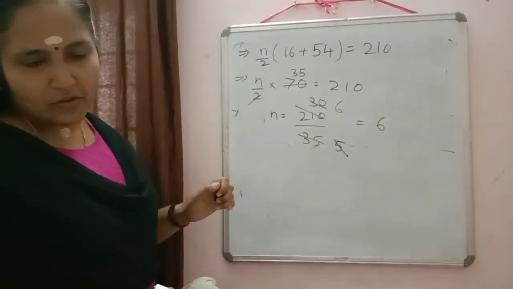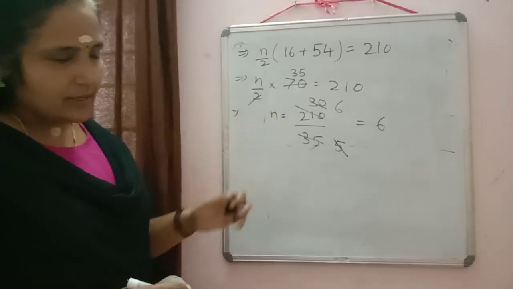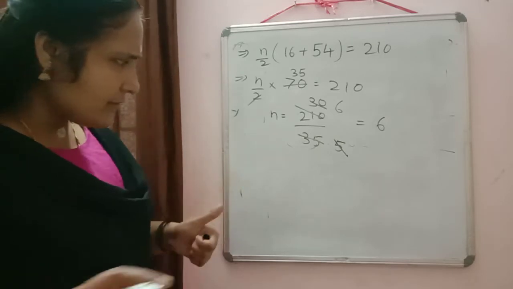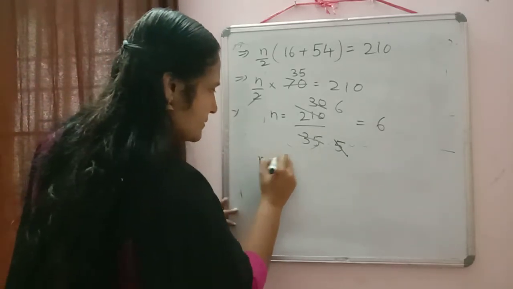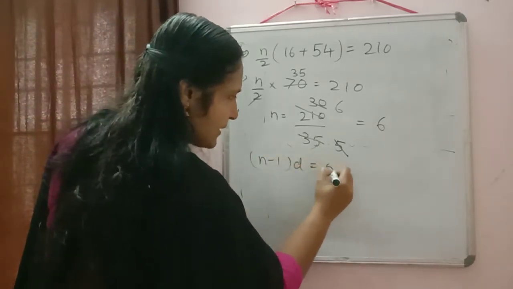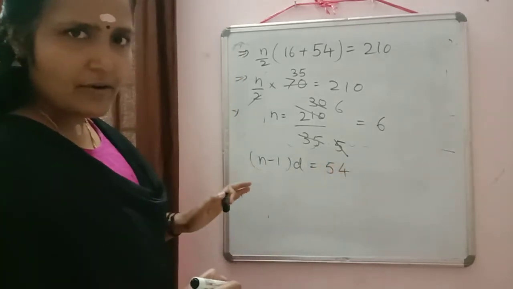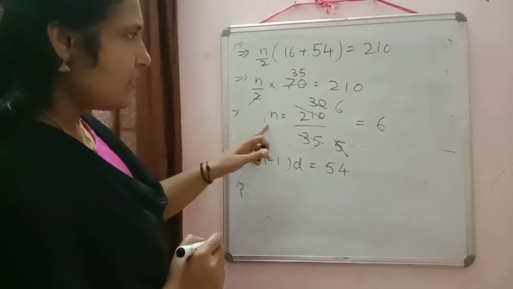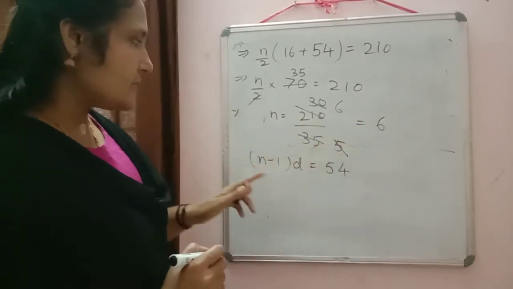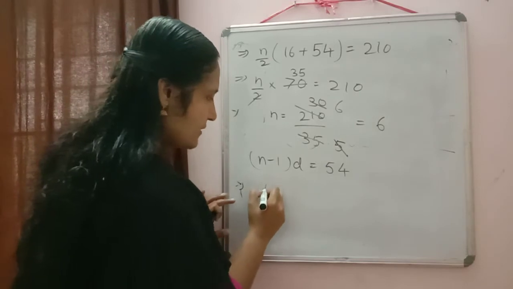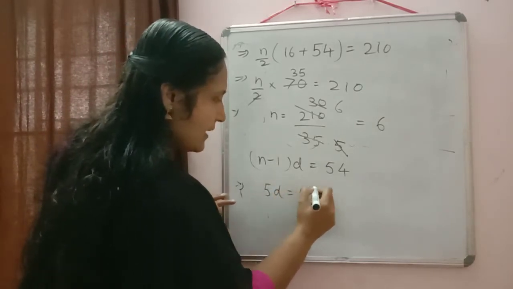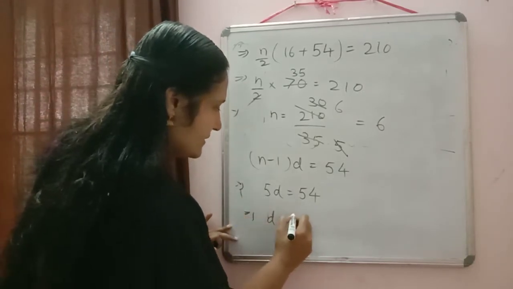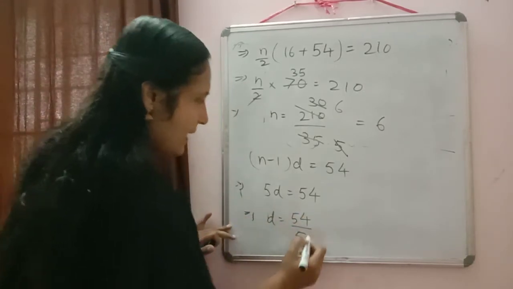So the first one is over. The n we got is equal to 6. Now we want the value of d. So I think in the first equation we wrote (n minus 1) into d is equal to 54. Please check, this only we wrote? Yes. Now here we will substitute the value of n. We got n is equal to 6, so substitute here, 6 minus 1. So that will be 5d is equal to 54. So we will get d is equal to 54 by 5.